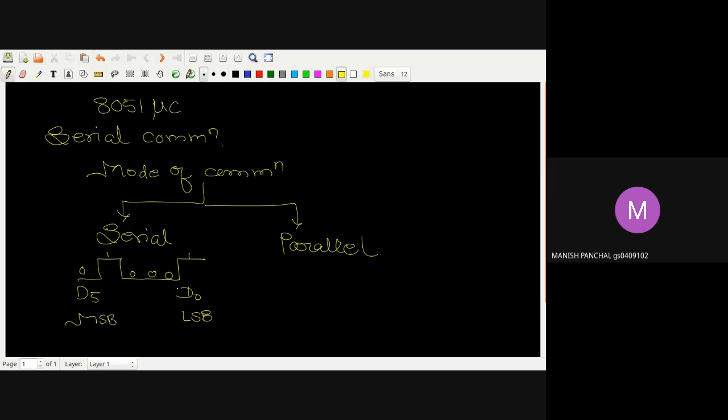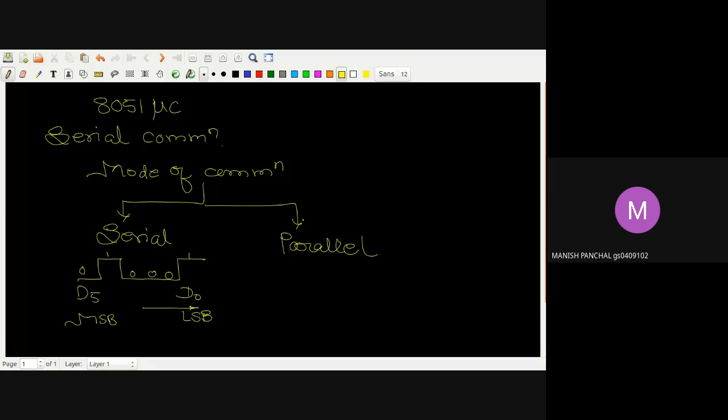In the case of serial communication, you are sending the bits serially, because you have to send the LSB first, then the second LSB later on, and then you proceed towards the MSB. The data transfer direction will be like that. This is called serial communication.